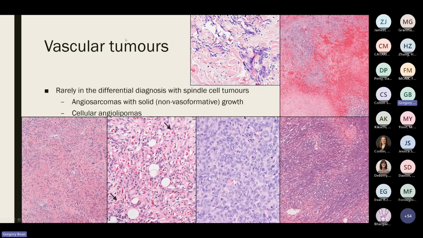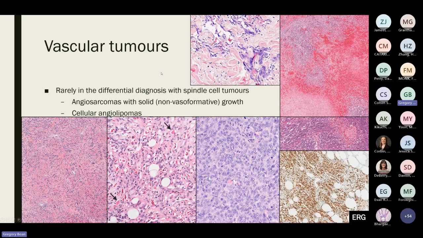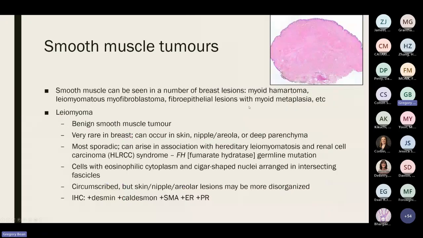So just remember that vascular tumors can be in the differential. For some cases, you may want to throw on vascular markers. I like ERG, CD31. Some angiosarcomas are negative for CD34, and some angiosarcomas actually can be keratin positive, which can mess you up. Here's an example of ERG positivity.